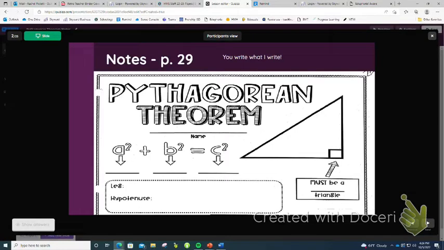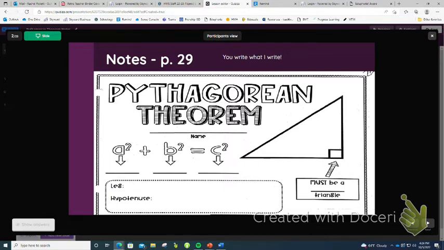Today we are going to be talking about something called the Pythagorean theorem. And this is a theorem that you can use to find the length of a side of a right triangle. The Pythagorean theorem states that a squared plus b squared equals c squared. Let's actually figure out what those letters mean.